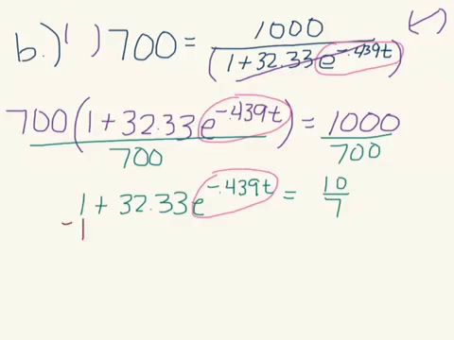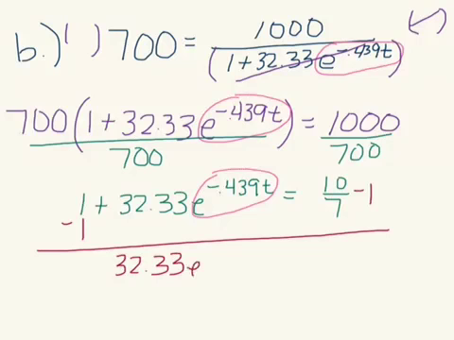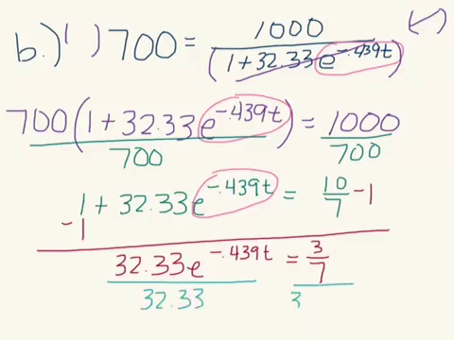Solve, solve, solve. Unpack your equation. So we have 32.33 e to the negative 0.439t equals 10/7 minus 1. Remember, 1 is 7/7, so that gives us 3/7. And now we're going to divide both sides. Again, just solving equation. Solve for e to the negative 0.439t: divide by 32.33. Lots of steps, none of them are difficult.